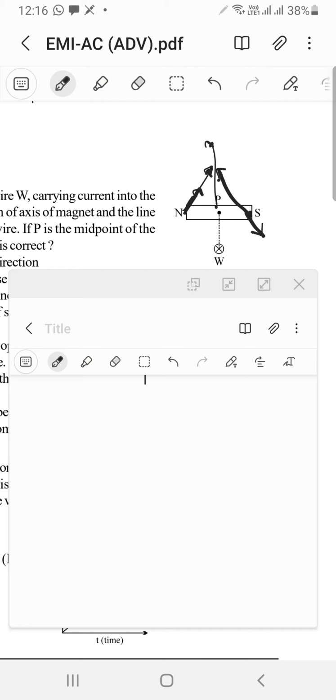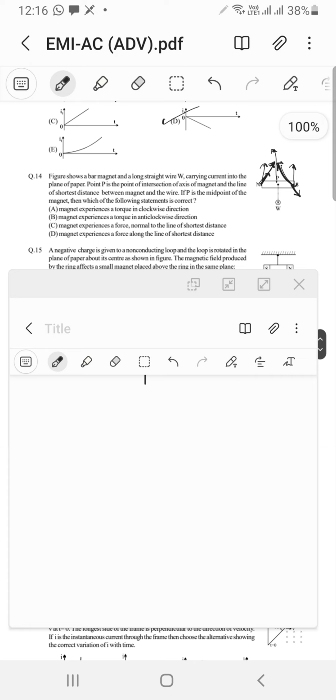Yeah, that makes sense. So it experiences a force in that direction, and there's no torque because these two forces cancel each other's torque. So there's no torque, just a force, normal to the, no, not along the line. Okay, next question.